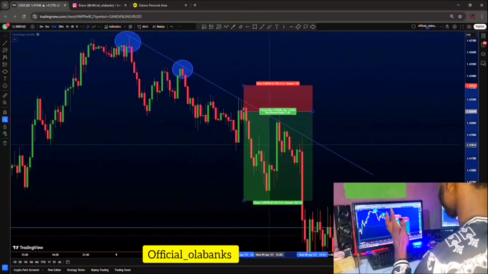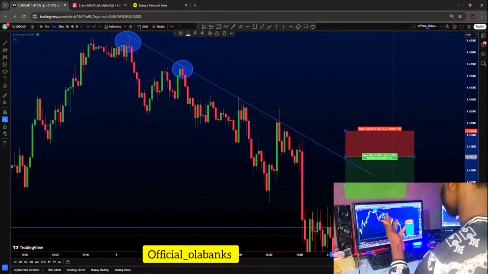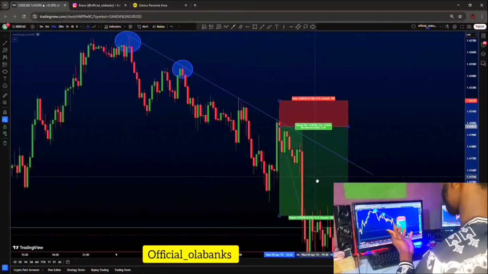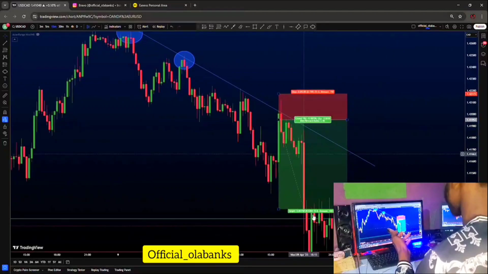And you get to make money, Lamborghini money. And you see again, when the price came to the body of the trend line, that is another opportunity to make another massive profit.